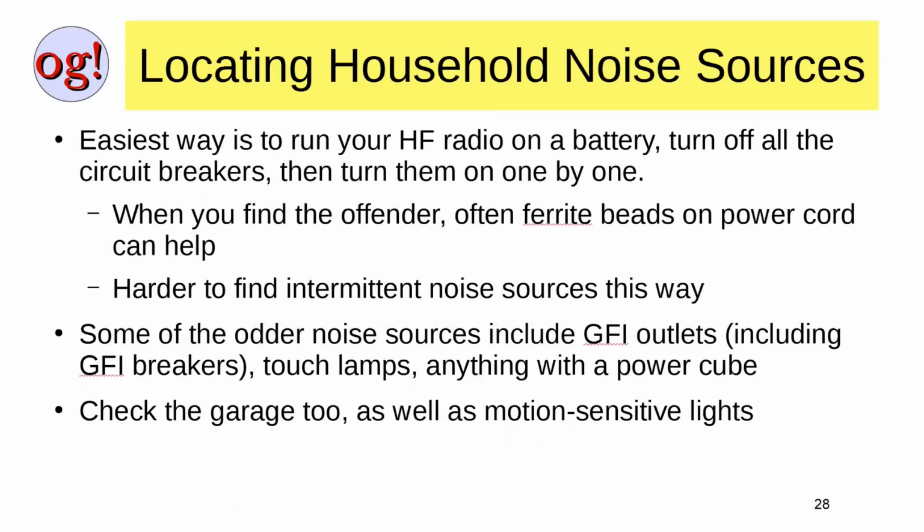Now, a way to locate household noise sources. The easiest way is to run your HF radio on a battery. Turn off all the circuit breakers and then turn them on one by one. When you find the offender, find whatever on that circuit is the offender. Often ferrite beads on the power cords can help. Your enemy with noise from the house is conducted emissions coming out the power cable. It is harder, of course, to find intermittent noise sources this way.